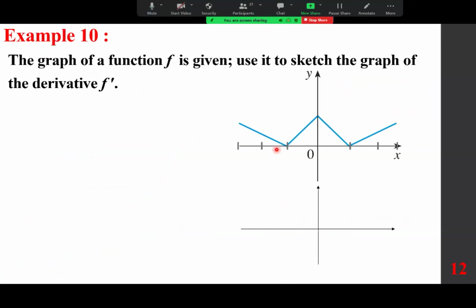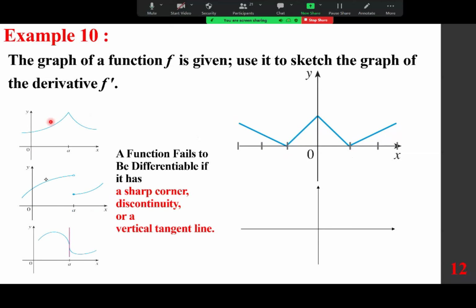The graph of a function f is given. Use it to sketch the graph of the derivative f prime. Please understand you have 1, 2, 3, 4 line segments, and you have sharp corners. So, reminding everybody, a function fails to be differentiable if it has a sharp corner, discontinuity, or a vertical tangent line. And we do have sharp corners there. Okay, so we will discuss the sharp corners in a moment.